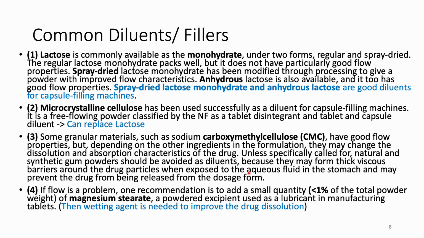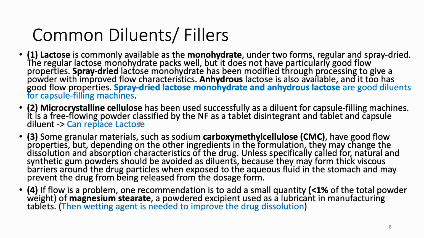Common diluent fillers. In general, lactose is the most commonly used and is available as a monohydrate in two forms. It can be regular and spray dry. The regular lactose monohydrate packs well, but it does not have particularly good flow property. Spray dry lactose monohydrate has been modified through processing to give a powder with improved flow characteristics. Anhydrous lactose is also available and it too has good flow property. Spray dry lactose monohydrate and anhydrous lactose are good diluents for capsule filling machines. In case the patient is intolerant to lactose, the diluent should be changed to another one.